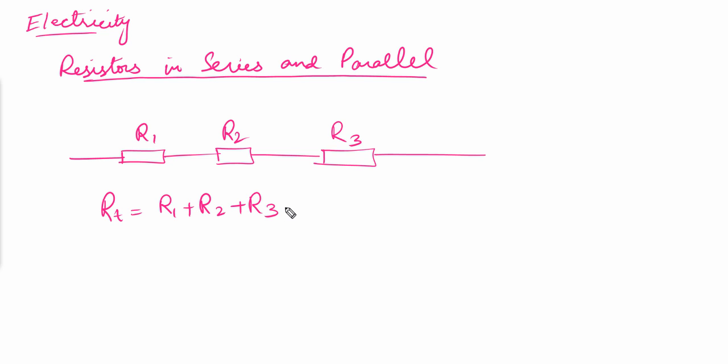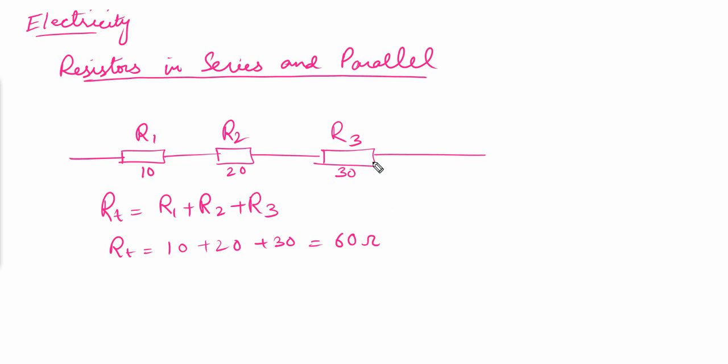So in series they simply add up. If we have the resistance of each resistor as 10, 20 and 30 ohms, then the total resistance will become 10 plus 20 plus 30. That would be equal to 60 ohms. So 60 ohms will be the total resistance of these resistors that are attached in series.